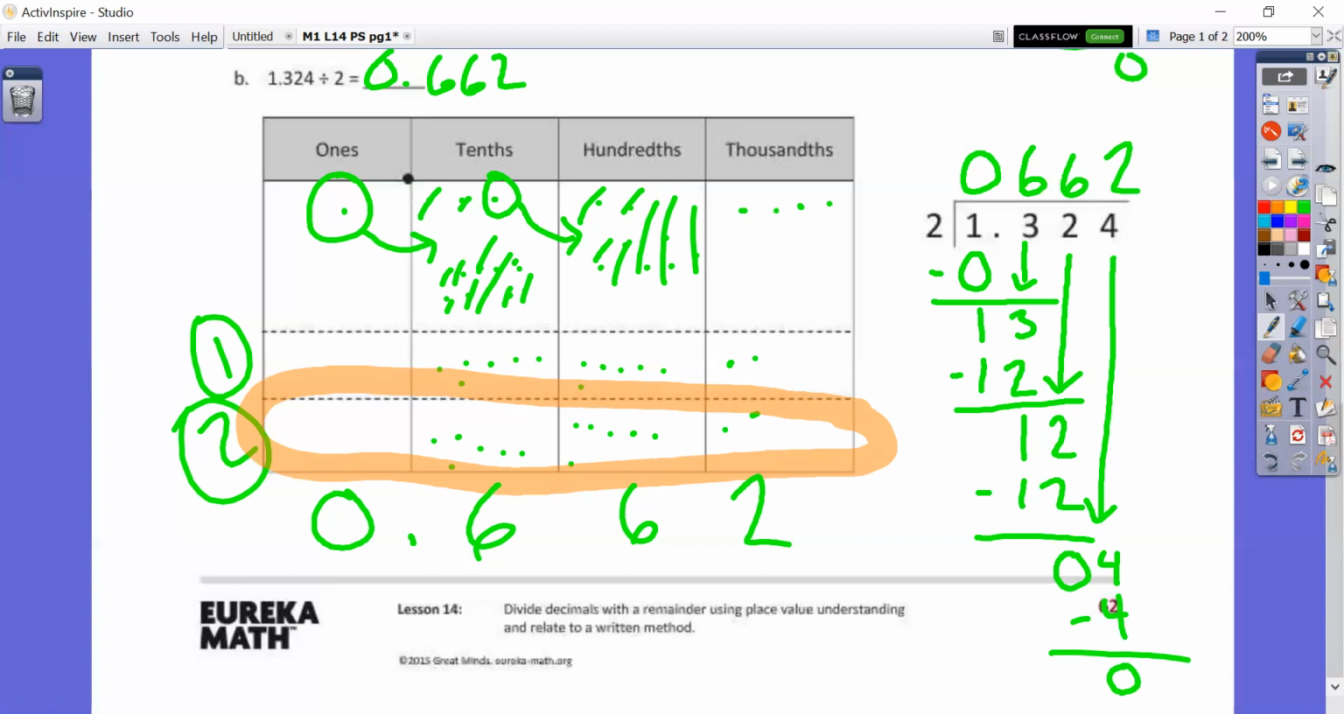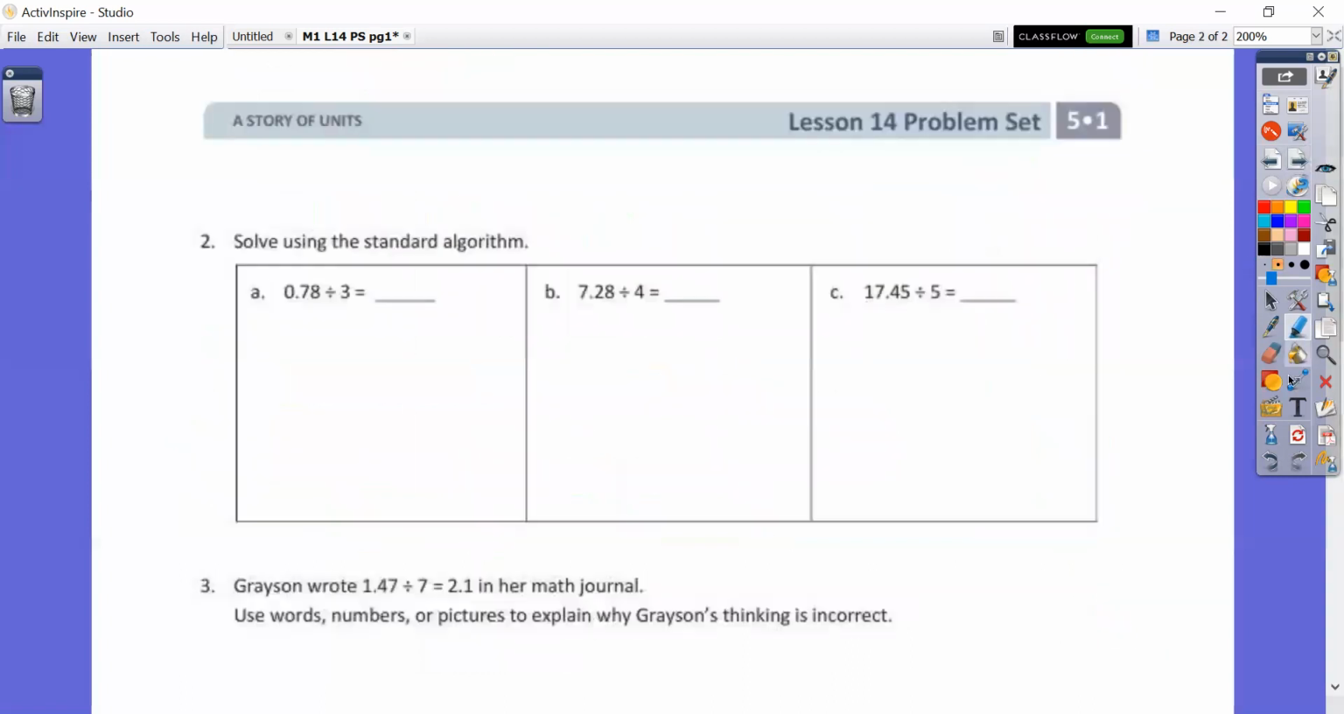So our decimal, just make sure my decimal goes right where it's supposed to. I'm going to make sure that that's in the right place. And the answer we can see is exactly the same in both places. Great job.